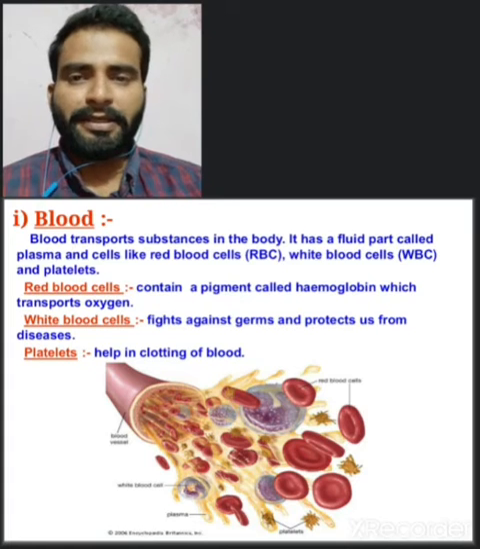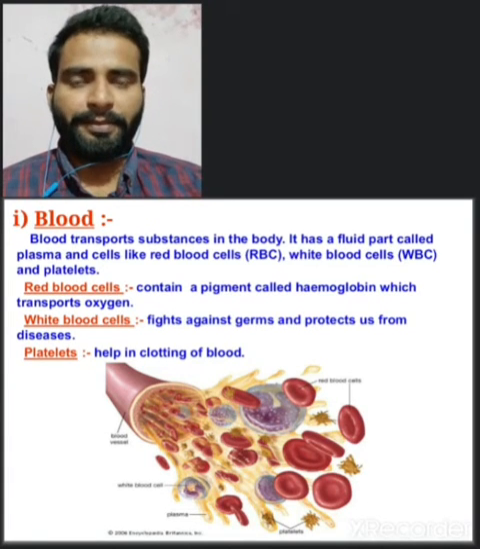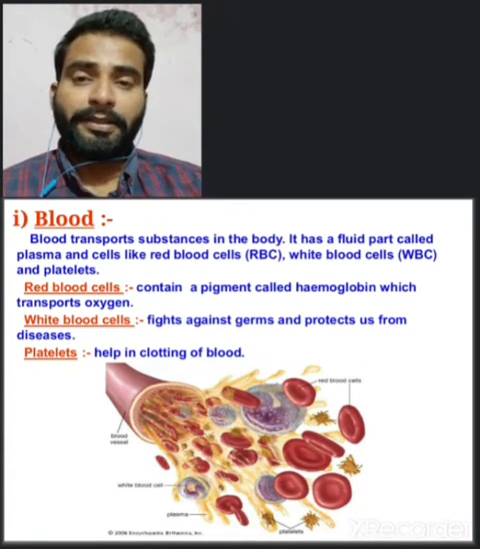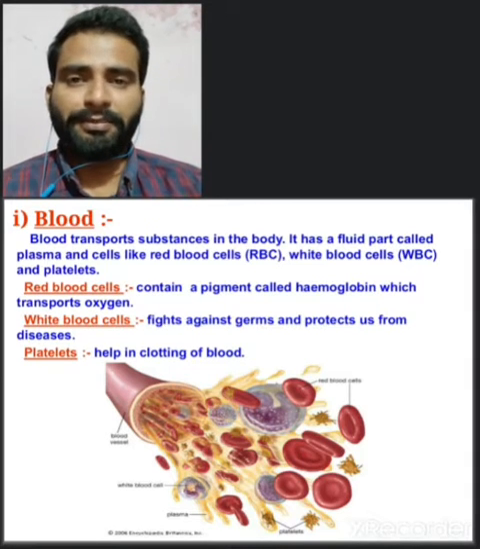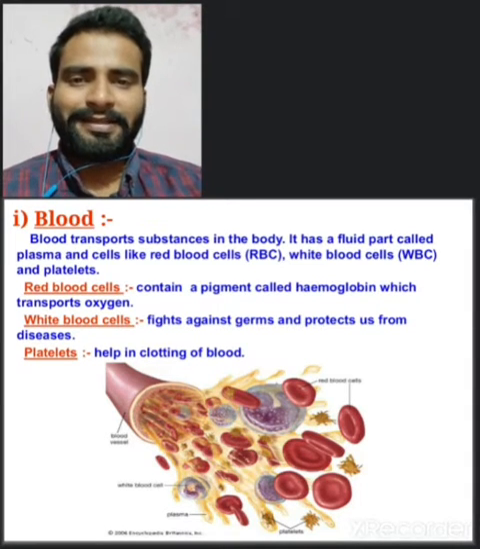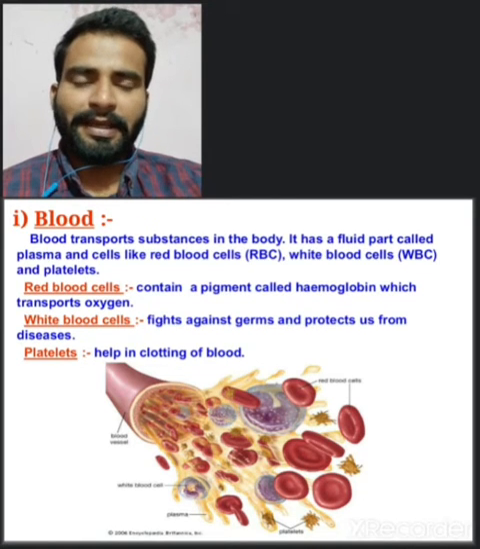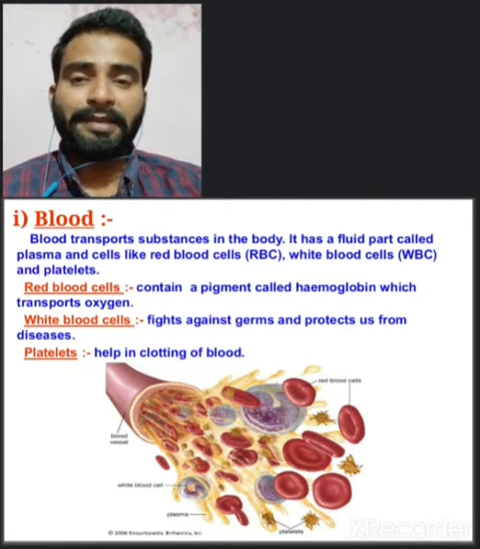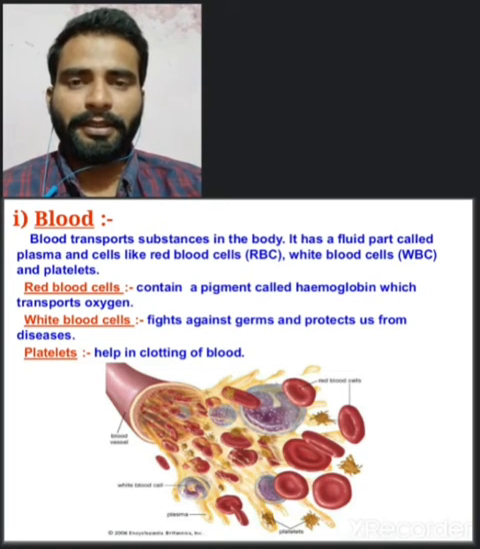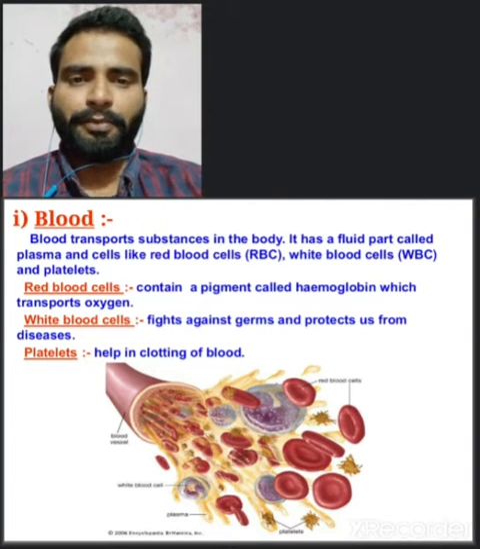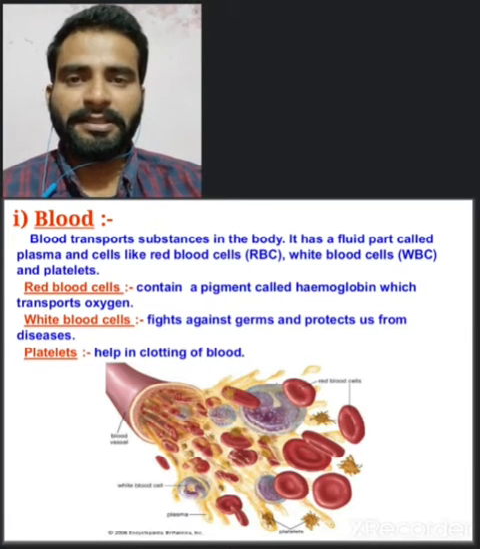What is blood? It is very important to understand blood, because we all know blood, but we also have to understand the formation of the blood. Blood helps to transport substances like nutrients in our body. So blood transports substances in the body. It has a fluid part called plasma, the liquid part known as plasma.